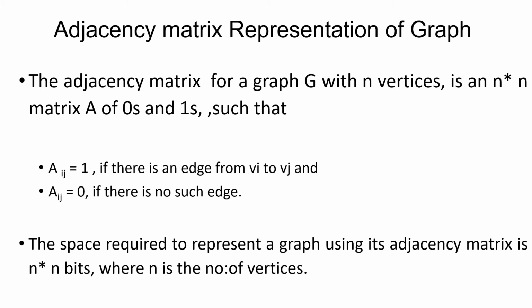A graph G with n vertices can be represented using an n by n adjacency matrix A, such that the matrix value Aij equal to 1 implies there exists an edge from vertex Vi to vertex Vj. If the matrix value Aij equals 0, then there is no edge between vertex Vi and Vj.